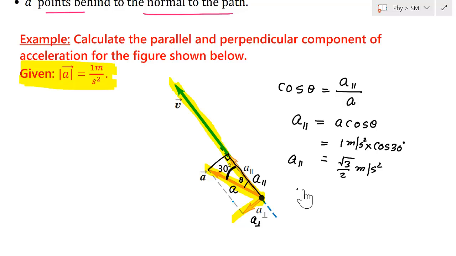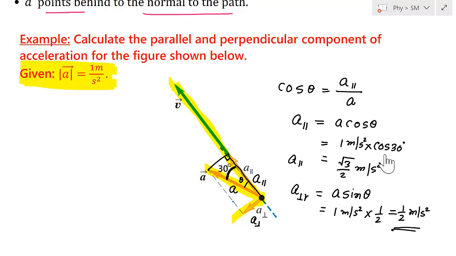Similarly, I can write A perpendicular, this will be A sin theta, and theta is equal to 30 degrees. So I can write 1 meter per second square times sin 30, which is nothing but 1 by 2. So I will have 1 by 2 meter per second square as the acceleration in this case. So we calculated the perpendicular component, and this is the parallel component.